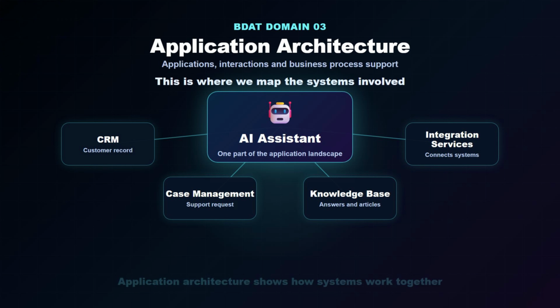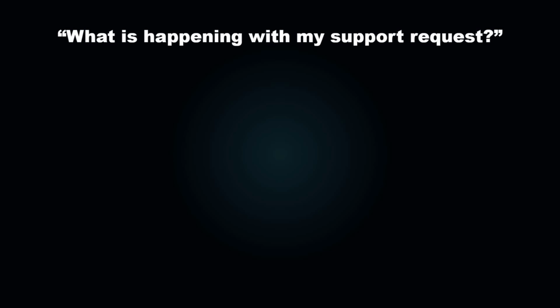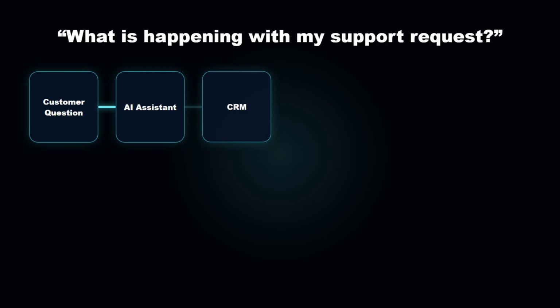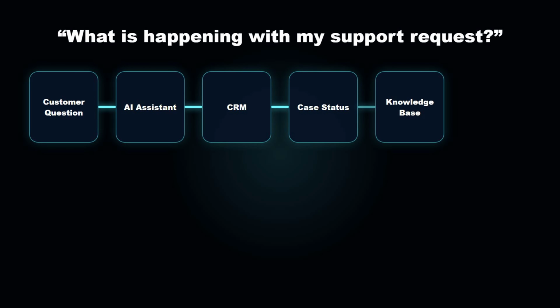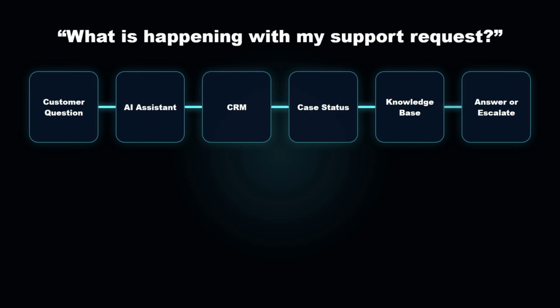So for example, when a customer asks, what is happening with my support request? The AI assistant may need to check the customer record, retrieve the case status, search the knowledge base, and decide whether the request can be answered or needs to be escalated.